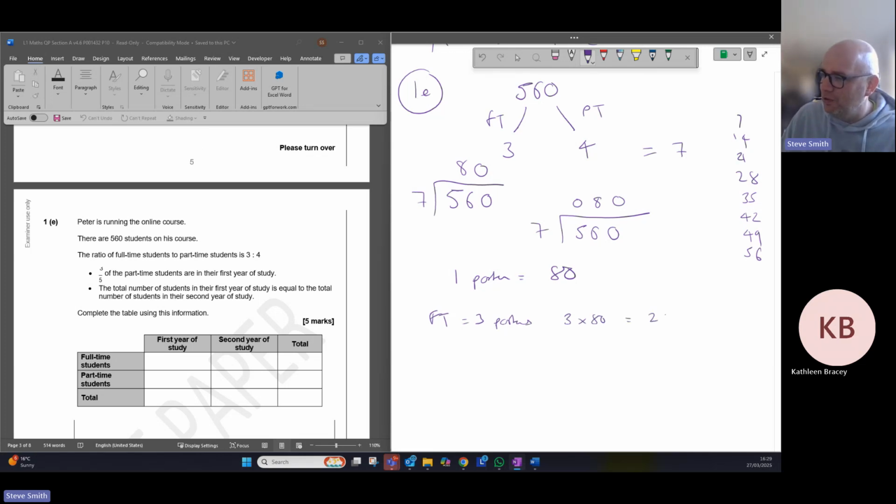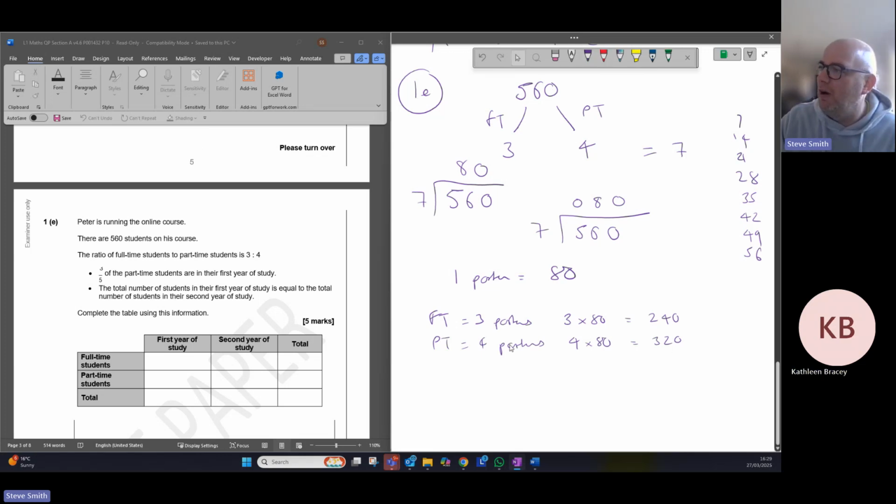So that's 240. 3 times 8 is 24, add the 0 on the end. Part-timers is 4 portions. 4 times 80 equals 320. If we weren't sure we worked it out right, we add those two numbers up and we get what we started with, 560. So we're on the right tracks.